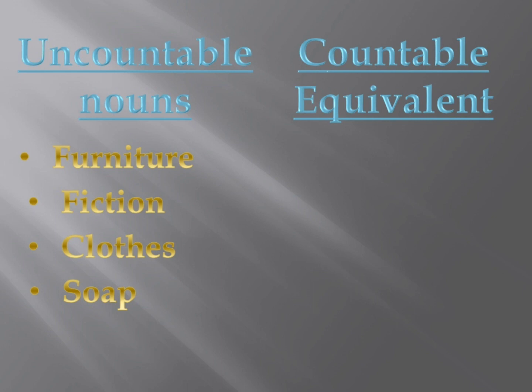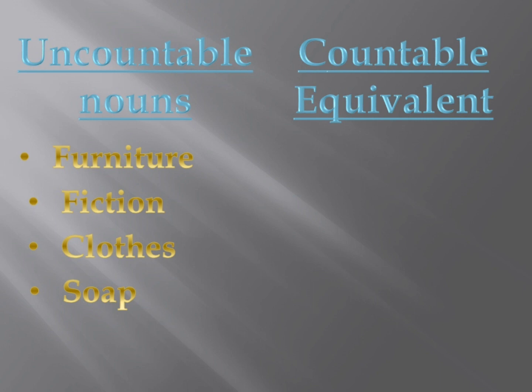So there are some categories of things. These categories you may think that they are countable. Example, furniture, fiction, clothes, soap, paper. So you may think these things are countable. Actually, they are not. We cannot count them. They come under the category of uncountable nouns.